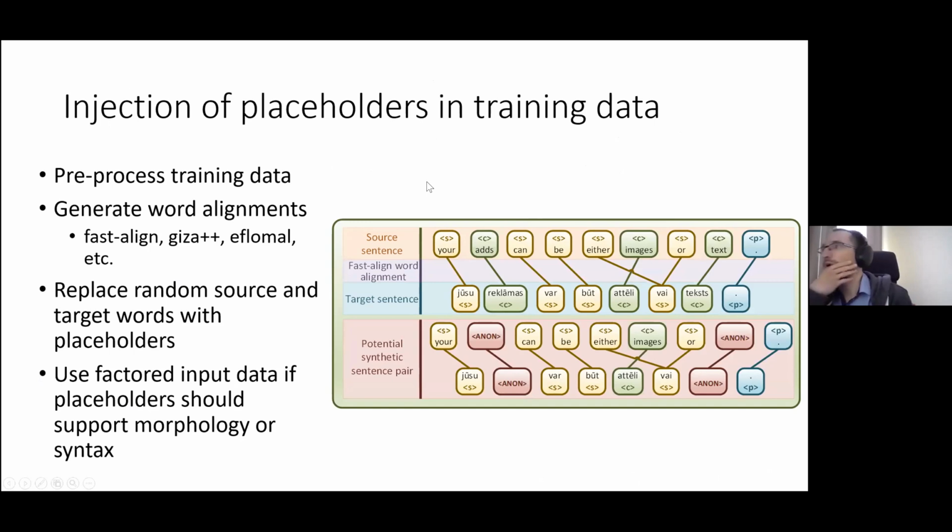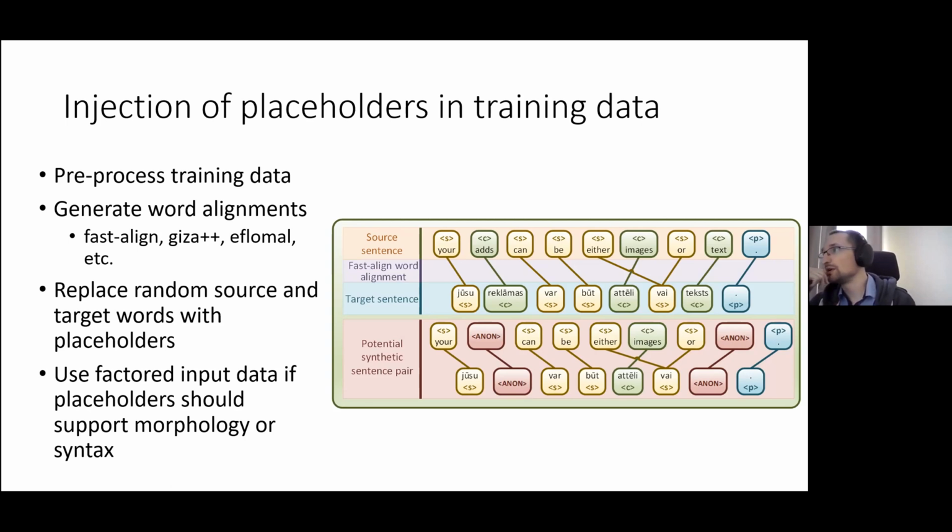So in order to prepare training data such that it contains placeholders, we have to inject those placeholders in the training data, and that we do by first pre-processing the training data as we would pre-process any, and then we generate word alignments. Typically, those can be generated using any standard statistical word alignment method. The word alignment methods will tell us which word translates from the source language into which word in the target language, and this allows us to select randomly words which we can substitute with placeholders. So a very simple method which allows us to introduce unknown phenomena, and in this case anonymized phenomena, in training data.